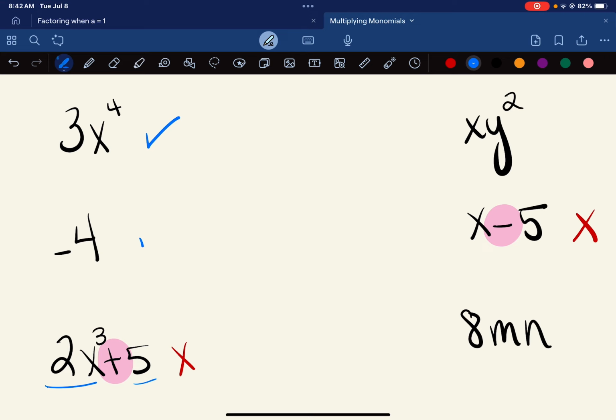-4 is just a single number value, so that's definitely a monomial. xy squared, even though there are 2 variables in this expression, they're not being added or subtracted from each other, so this is considered a monomial, as is 8mn. All right, so those are examples of monomials and not monomials.